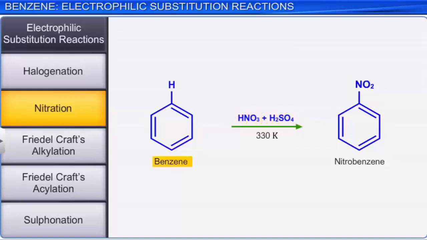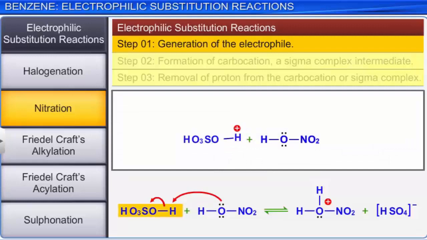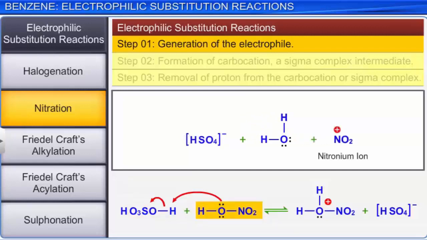Let's discuss the mechanism of this reaction. First, an electrophile, that is, the nitronium ion here, is generated when sulfuric acid transfers a proton to nitric acid, as shown in these reactions. The reaction between sulfuric acid and nitric acid is an acid-base reaction in which the relatively stronger acid, sulfuric acid, acts as an acid, whereas nitric acid, which is relatively a weaker acid, acts as a base.